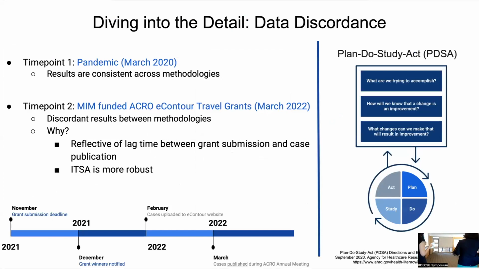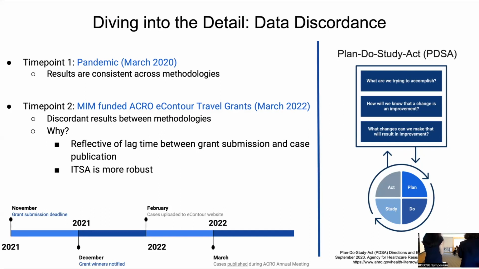Diving into this in a little more detail, there's obviously some discordance in our data. For time point number 1, the pandemic, the results are consistent across both methodologies, whether pre-test versus post-test or ITSA. But for time point number 2, there is a discordance, as we demonstrated. Why exactly was this? We wanted to take a step back and look at the time frame. The bar on the line at the bottom of the screen represents our time point: March 2022 is when we were hoping our cases would be published live on eContour. Backtrack all the way to November of 2021.